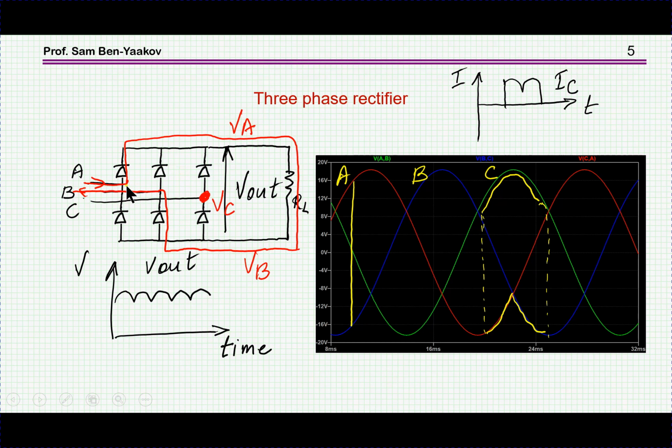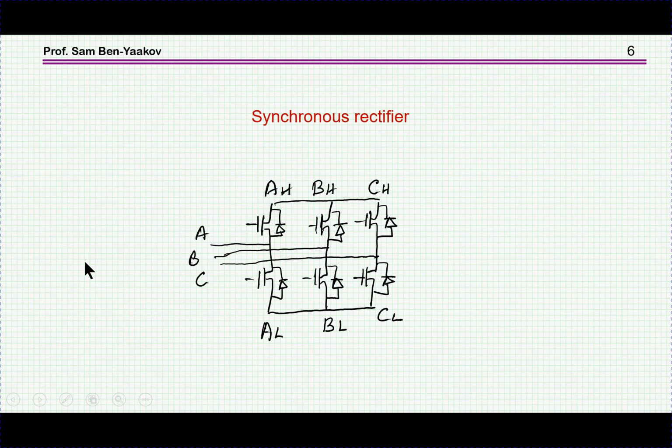I'm talking about the dissipation while the diode is conducting. So we can use a MOSFET, and for that we'll have to turn on the MOSFET when the diode, this is the body diode of the MOSFET, is conducting. Without operating the transistor, the diodes by themselves will rectify, but what we would like to do is turn on the transistor when the diode is conducting.